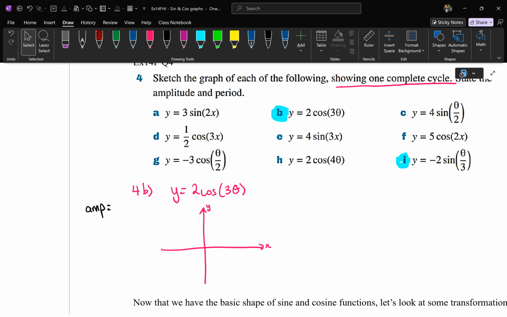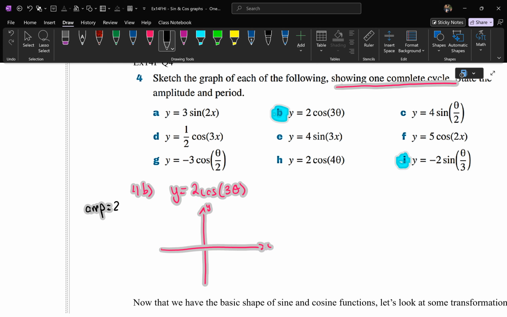Lucky. 2, amplitude's 2. So what does that mean? That means that from the center to the maximum, center to the minimum, it is a height of 2. So that means you get 2 or negative 2. That's your barrier. That's your range. That's as far as it can go because we know the amplitude is 2. So it goes from center up, center down.